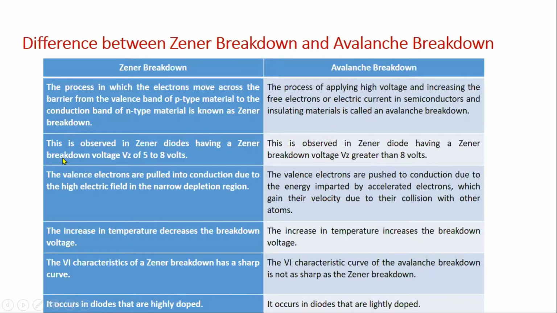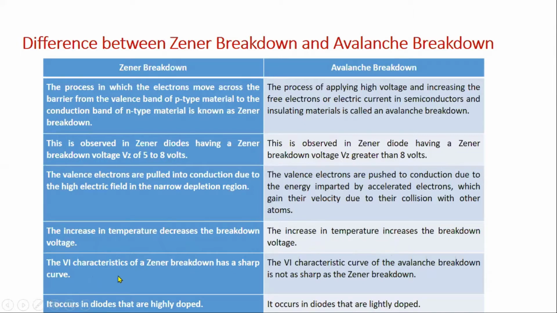Further, we can observe that Zener diodes have a Zener breakdown voltage of around 5 to 8 volts, whereas in avalanche breakdown it is greater than 8 volts. Valence electrons are pulled into conduction due to the high electric field in the narrow depletion region in Zener breakdown, whereas in avalanche, valence electrons are pushed to the conduction band due to the energy imparted by accelerated electrons, which gain velocity through collisions with other atoms. Similarly, in Zener breakdown, as the temperature increases, the breakdown voltage decreases. It is exactly opposite here: an increase in temperature increases the breakdown voltage.